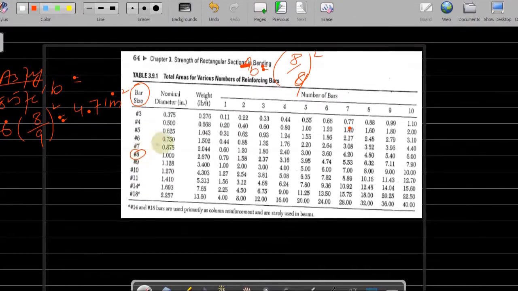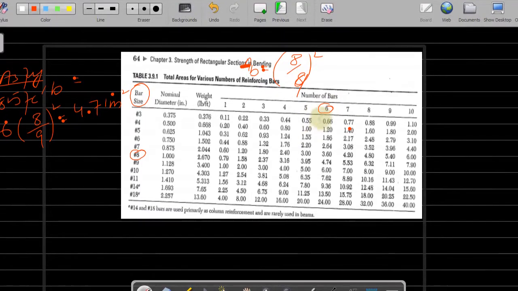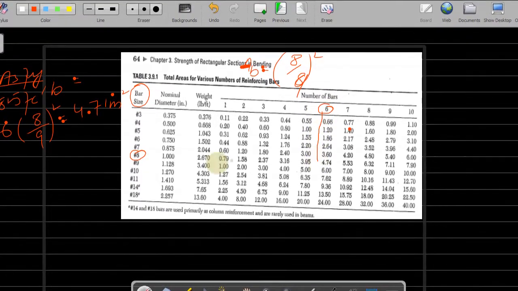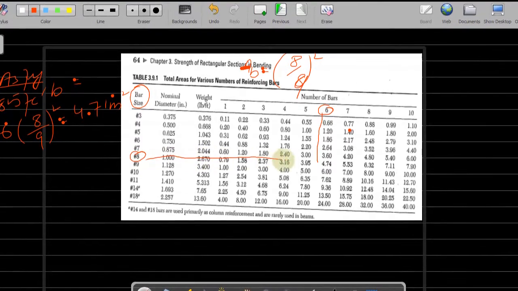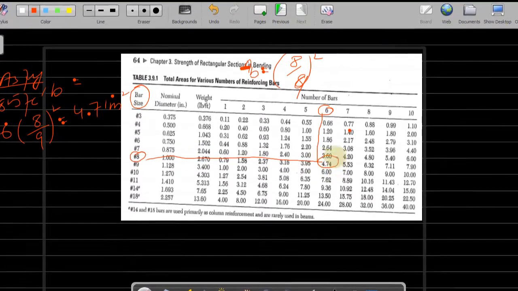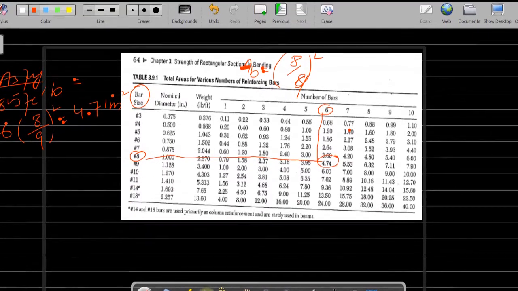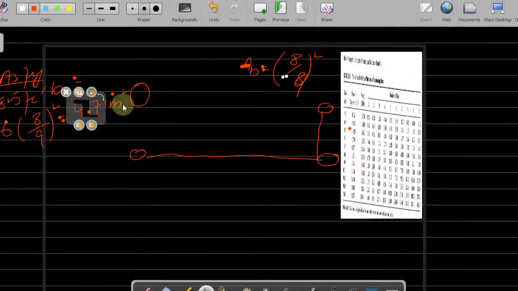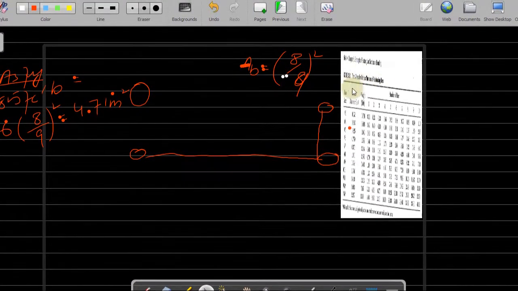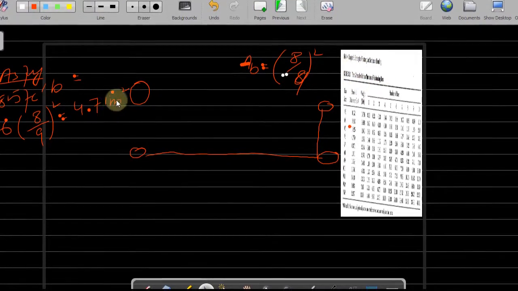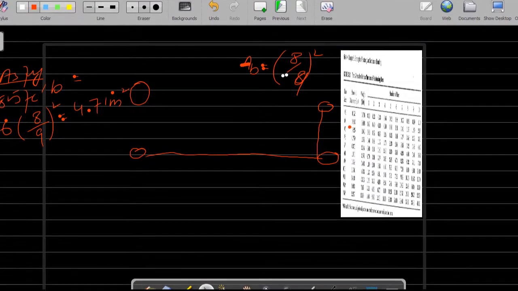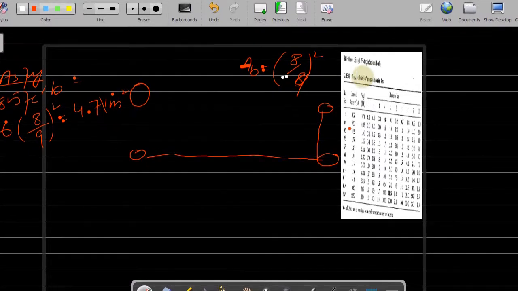So as we are using number 8 bar, and 6 numbers, this is right. So we have to use this line, right? So the desired value is 4.74, and that's why we are choosing that value, right? This is 4.7, right? 4.74, this is rounded. Remember, this table is a standard table, but if you calculate from this, you will get 4.71, right? So these are nominal areas. This table gives you nominal areas, right?